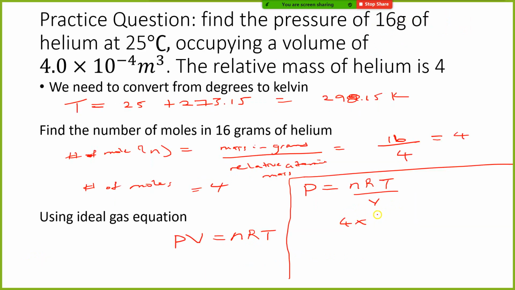8.314. All right, 8.314. Thank you. And now we have the temperature, which is 298.15. Divide that by the volume, which is 4 times 10 to the minus 4, right? When we work out this now, somebody help me work this out and see what we're getting as the answer.